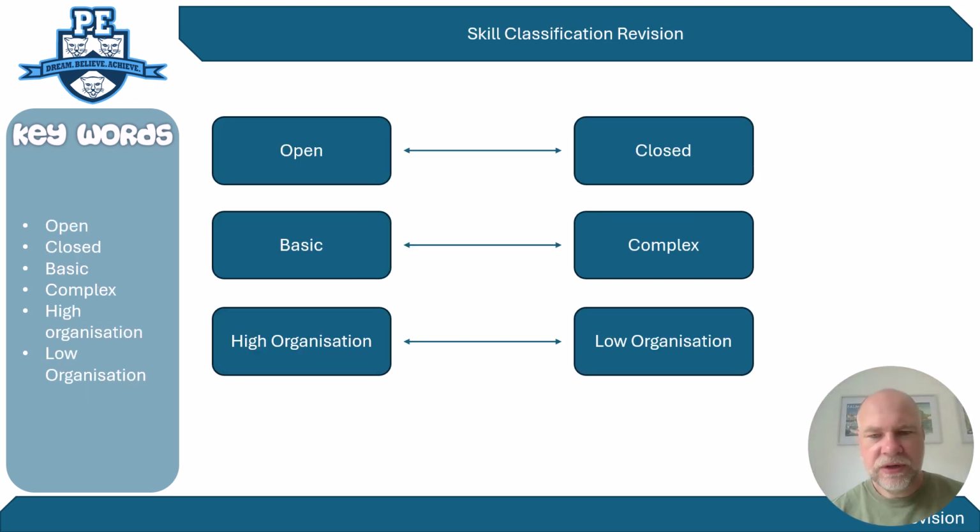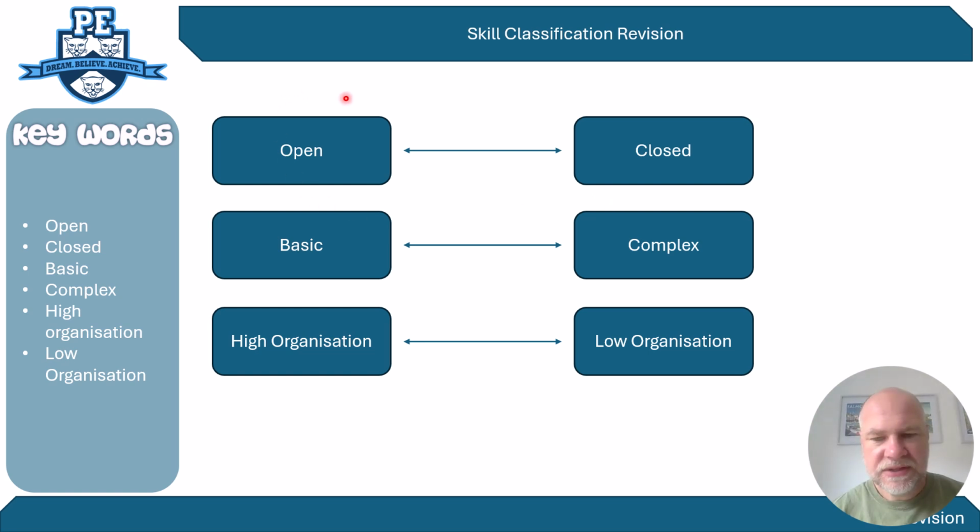Hi everyone, today we're going to be looking at skill classification for the GCSE PE paper, which is paper 2. We're going to be looking particularly at the continuums of open and closed, basic and complex, high organisation and low organisation. Just before we start, we've got to remember that when we look at skill classification, we are looking at the two extreme ends of where you would put a skill.